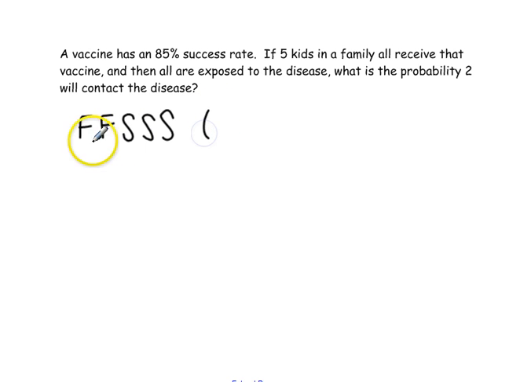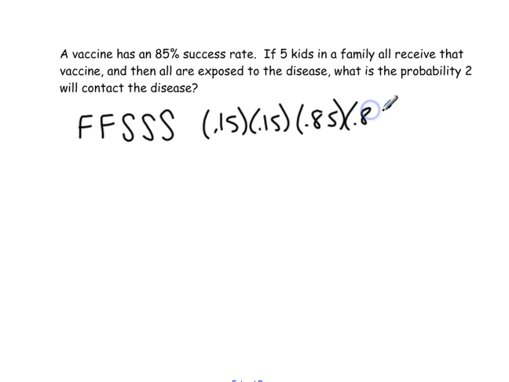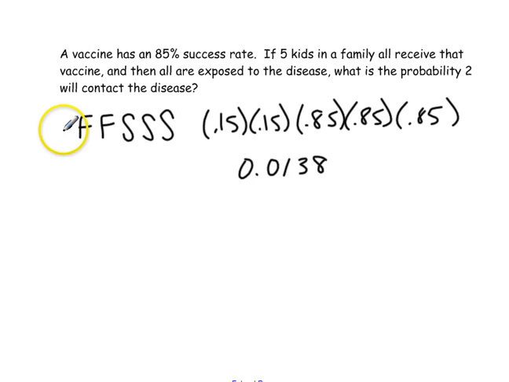So the probability that it happens just like this, there's a 15% failure rate, so 0.15 times 0.15, and then an 85% success rate, so the chance that these 3 vaccines work is 0.85 times 0.85 times 0.85. When we multiply it together, it is going to give us the probability that it happens exactly this way. When we multiply this together, we get 0.0138, and I'm just going to stop it right there. Now, this is only the probability that happens just like this.